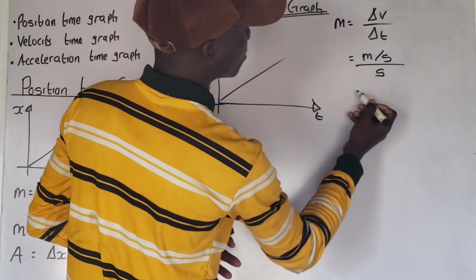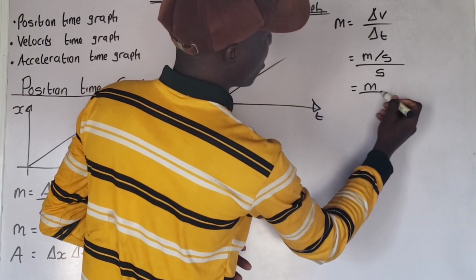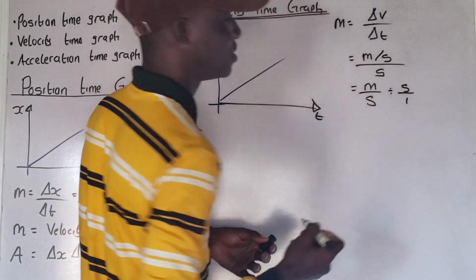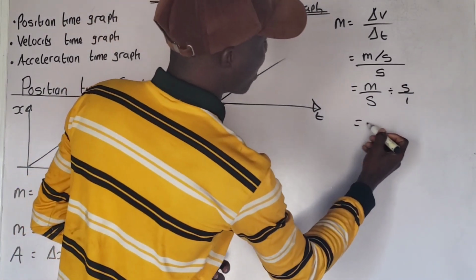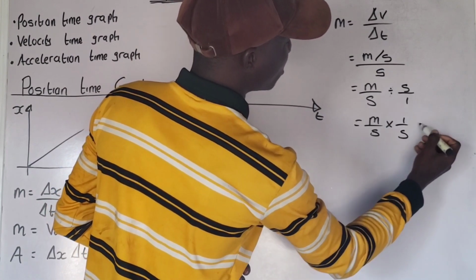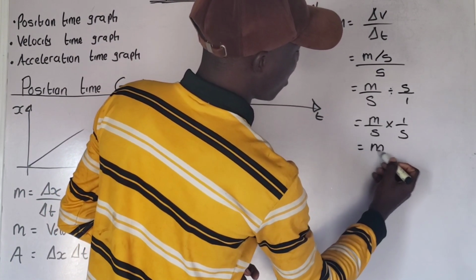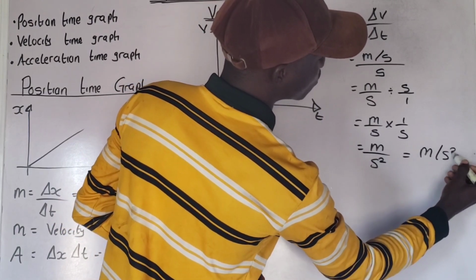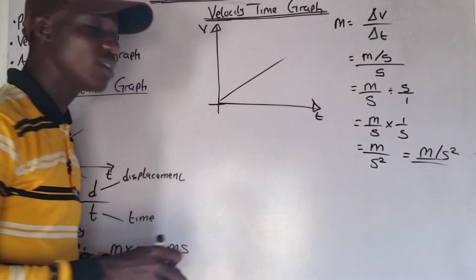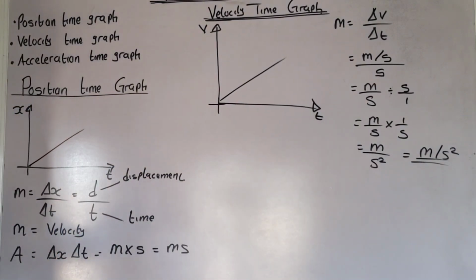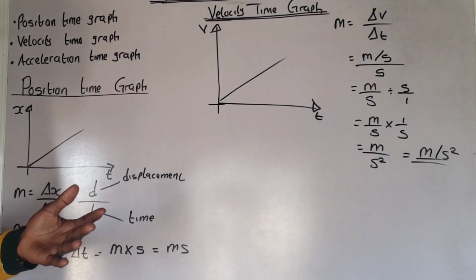All over seconds. For this, I'm going to have meter all over seconds divided by seconds over 1. Do you understand? For this, I'm going to have meter all over seconds multiplied by 1 all over seconds, which is what? Meter all over second squared. This is equal to what? Meter per second squared. Do you understand? Now, which concept is used to represent meter per second squared in physics? That is acceleration. Please pay attention.